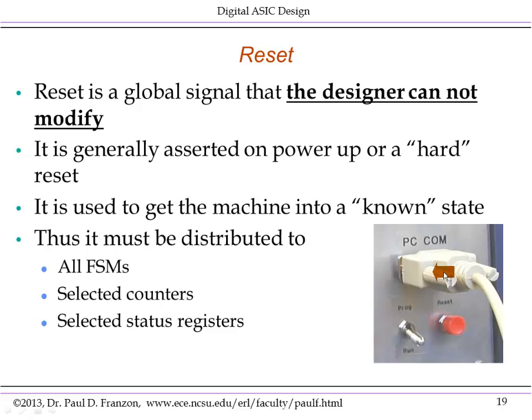You're all quite familiar with the idea of having to turn off and turn on your various electronic devices in order to recover from some otherwise irrecoverable state of the machine. Well, what you're doing exactly is getting it back into this known state by doing a power on reset. It has to go to every register in your machine that determines that state. What those are is up to the designer, but it will include all finite state machines, and that's the thing I want to mainly emphasize here. But in addition, some of your counters that are used in the controller might have reset going to them, as well as some status registers that contain various flags produced by the design.